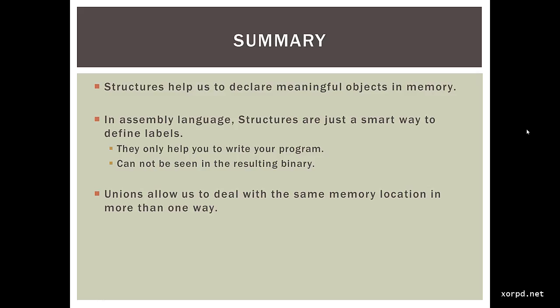Summary of what we have seen. Structures help us to declare meaningful objects in memory, and by meaningful I mean meaningful to us. In assembly language, structures are just a smart way to define labels. I want to remind you that they only help you to write your own program, but they cannot be seen in the resulting binary. This is pretty important. They are just a helper tool. They are not something that the processor can see or understand. Unions allow us to deal with the same memory location in more than one way. Which means that using a union, you can define the same place in memory, maybe the same dword, in 2 different ways, which can be useful sometimes.